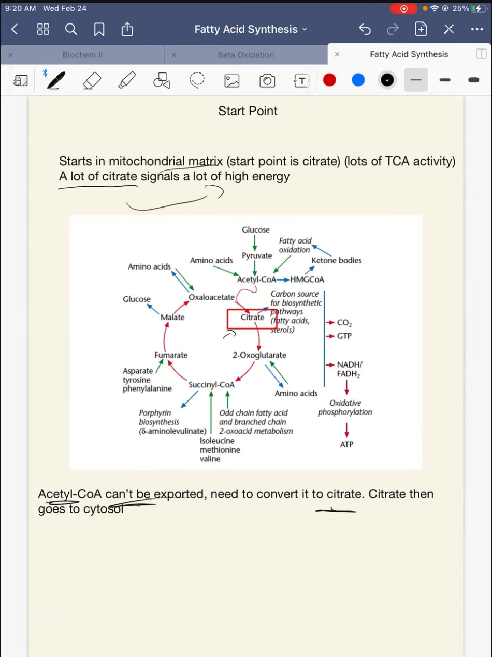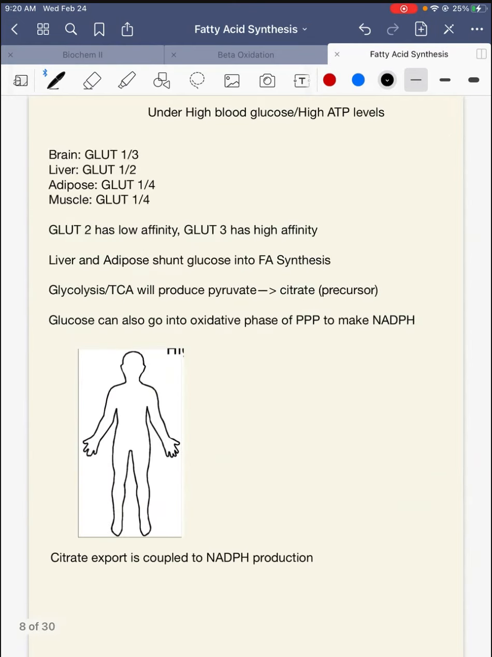Okay, so let's talk about when you have high blood glucose levels and high ATP levels. How does that translate into fatty acid synthesis? Those are different tissues. They each have their own GLUT transporter. GLUT transporters just transport glucose from the blood into the cell. So the liver uses GLUT1 and 2, brain uses GLUT1 and 3, adipose tissue uses GLUT1 and 4, and muscle uses GLUT1 and 4.